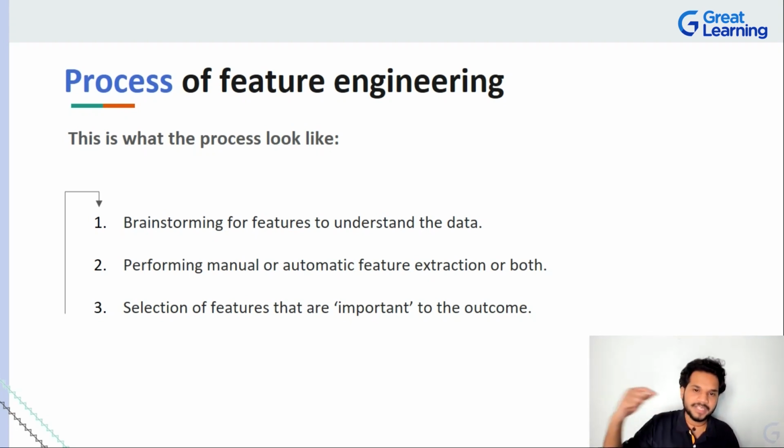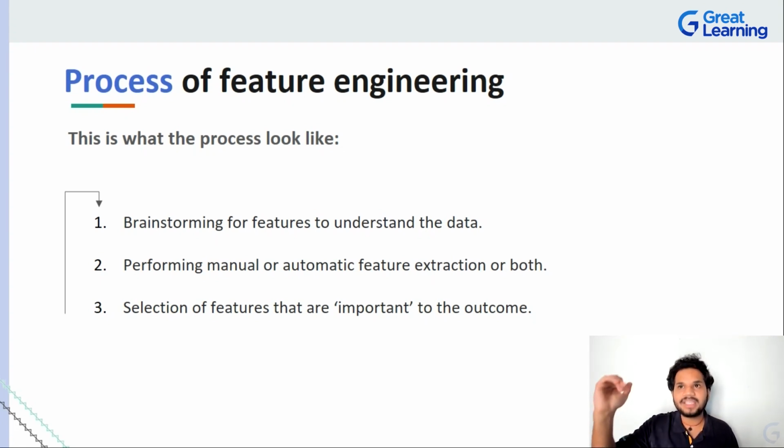Once you have brainstormed your features, once you have decided you want either manual or automatic feature extraction, the third step is very simple. You'll try to find out and you'll try to select only those features that are considered to be important for your final result. For example, age, for example, body mass index, for example, fitness, all of these things, right?